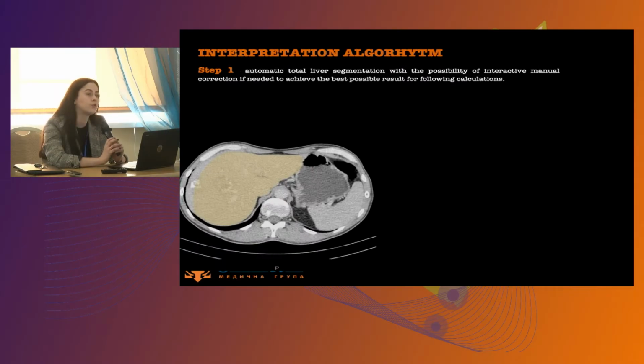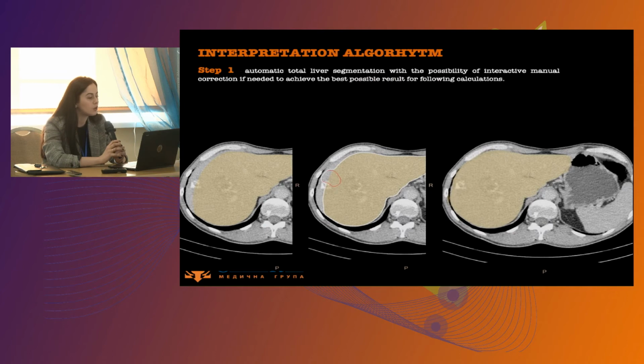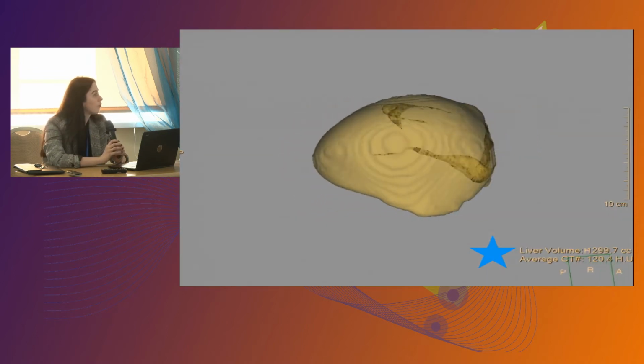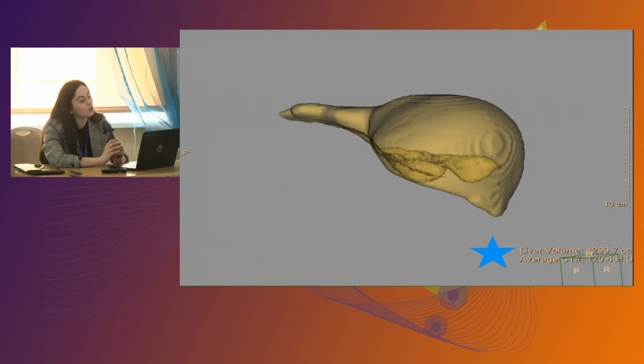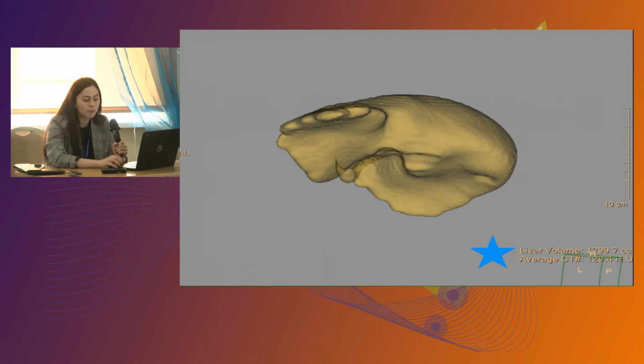And there is a part of liver parenchyma that is not covered and not calculated. Later on, we manually make our corrections like that. And here you can see the final result. All the parenchyma is covered and very well calculated. That's a 3D model. We call it batch. And in the right lower corner, you can see the total liver volume is already calculated.